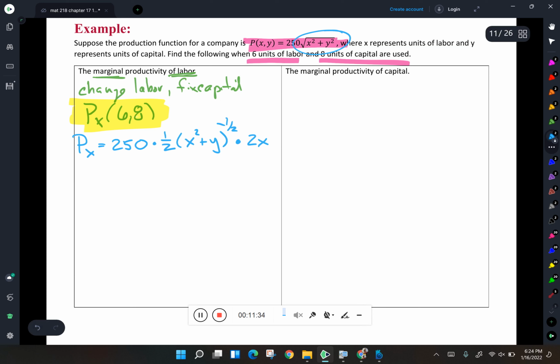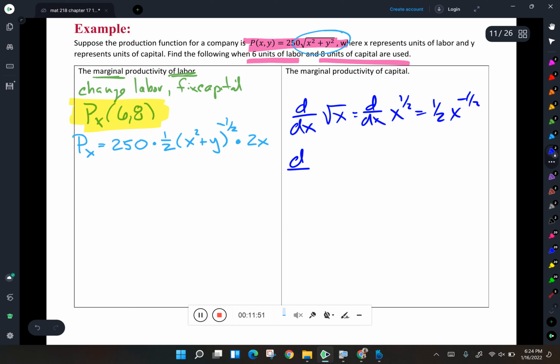Okay, now if you're wondering what I just did there, I'm making use of this rule. See, the rule for derivative said the derivative with respect to x of the square root of x, that's the derivative of x to the 1/2, is going to be 1/2 x to the negative 1/2.